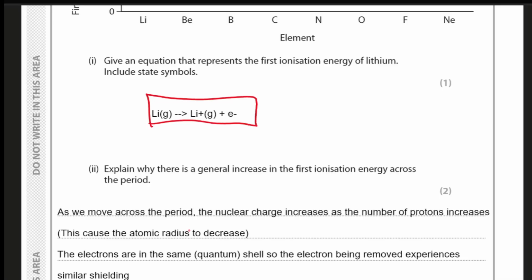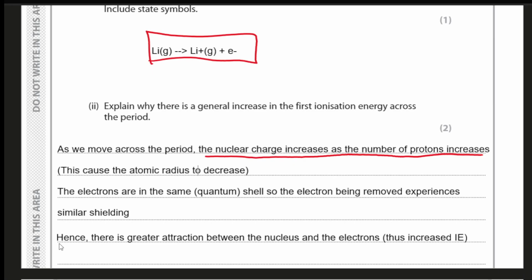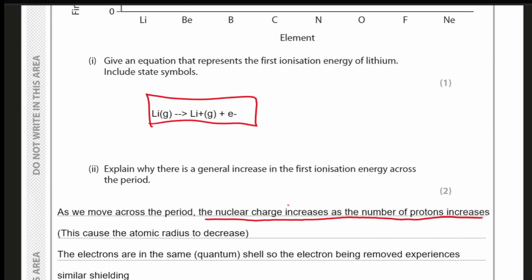Moving on, explain why there is a general increase in the first ionization energy across the period. We know that the nuclear charge increases as the number of protons increases. That's right. As the number of protons increases, it also causes the atomic radius to decrease. Why is that the case? Because if the nuclear charge increases, the attraction between the outermost electrons and the protons in the nucleus becomes stronger. So that is why the atomic radius decreases.